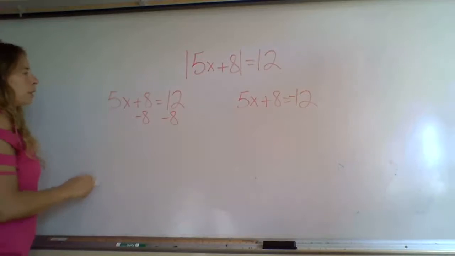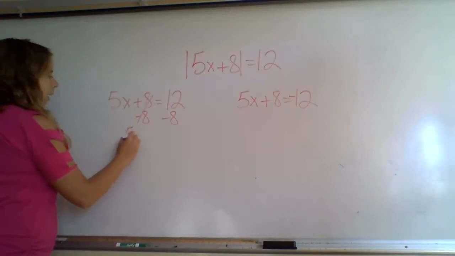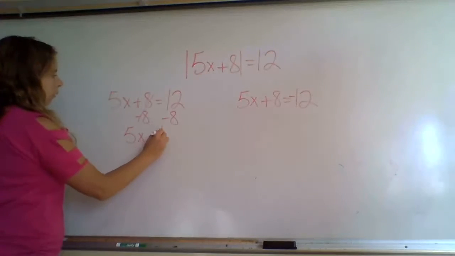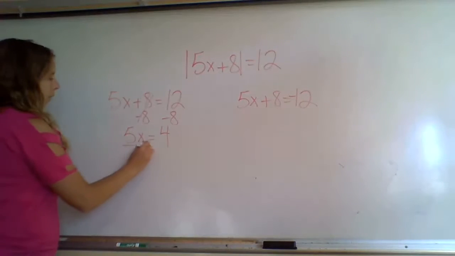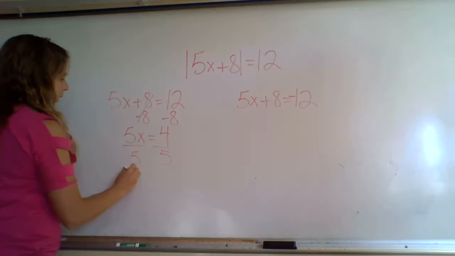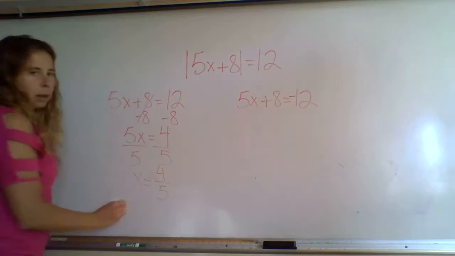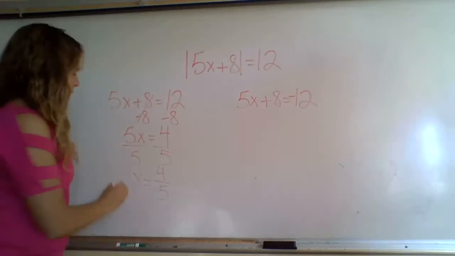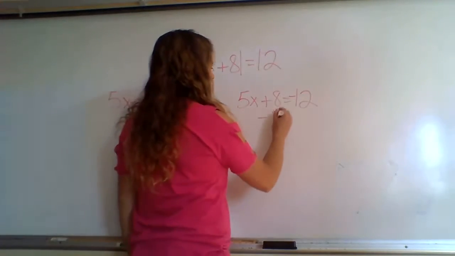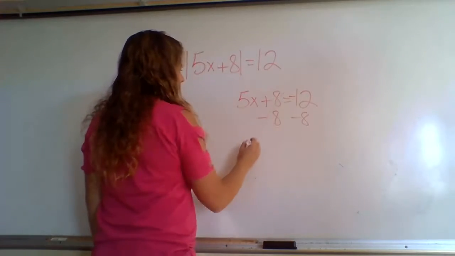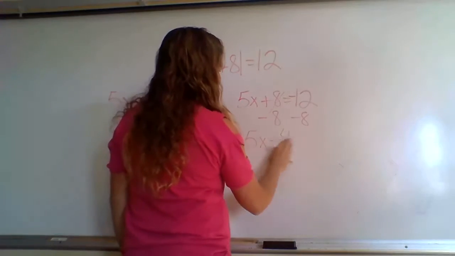I'll just do this one first. So, subtract 8 from both sides. 5x equals 4. Then divide by 5. X equals 4 fifths. Okay, so that's one answer. The other one, subtract 8. 5x equals 4. Oh, no. I was like, those are going to be the same.